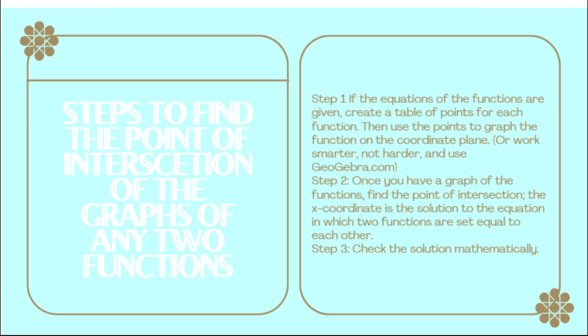These are the steps to find the point of intersection of the graphs of any two functions. Step 1, if the equations of the functions are given, create a table of points for each function, then use the points to graph the function on the coordinate plane, or work smarter, not harder, and use GeoGebra.com. Step 2, once you have a graph of the functions, find the point of intersection. The x-coordinate is the solution to the equation in which two functions are set equal to each other. So when you have f of x is equal to g of x, the solution is the x-coordinate.